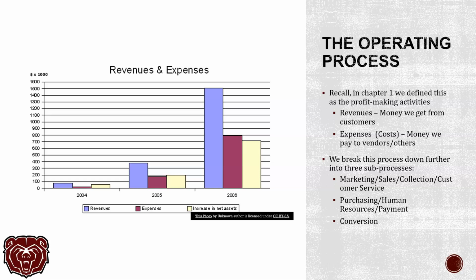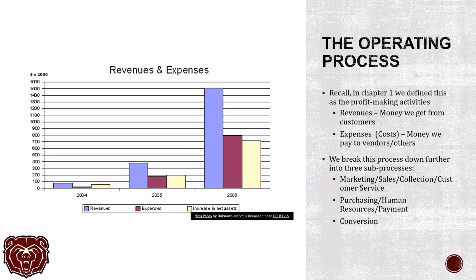And expenses or costs, we'll call them costs on occasion. These are monies that we pay to vendors, or maybe we pay to a bank that we've borrowed money from, or maybe we'll pay these to bondholders that we borrowed money from, right?